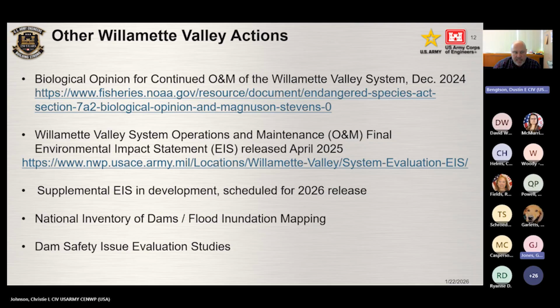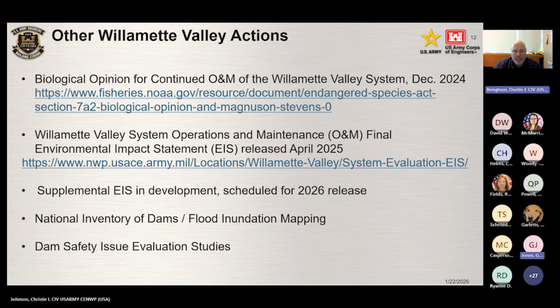In addition to that EIS that I mentioned earlier, for the last year or so, we've been working on a supplemental EIS that's in development and scheduled for release in probably spring of 2026, requiring us to look at two things. One is ceasing hydropower operations at our 8 facilities in the Willamette and what that would entail. Is there a federal interest in that, and how would we manage those impacts? That was a requirement of language in the Water Resources Development Act of 2024. So we've been working on evaluating and articulating what the impact of ceasing hydropower operations would be.